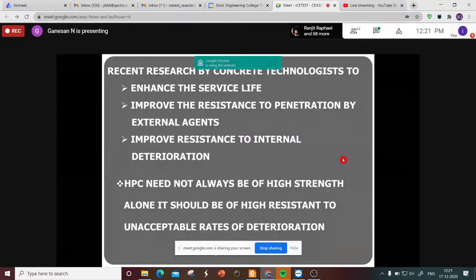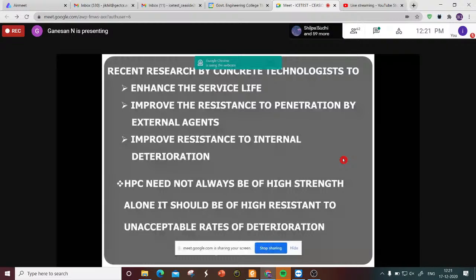Every now and then we cannot demolish and construct a building. In the case of bridges, we want more than 150 years, but unfortunately many bridges are causing a lot of problems. Within a very short span, they are becoming useless and lead to rehabilitation and retrofitting. You are coming across such problems day to day. And in the case of hydraulic structures like dams, we want at least 250 years. So how to enhance the service life? To improve the resistance to penetration by external agents, and improve the resistance to internal deterioration. All these are the major topics, and concrete technologists are working in this area.